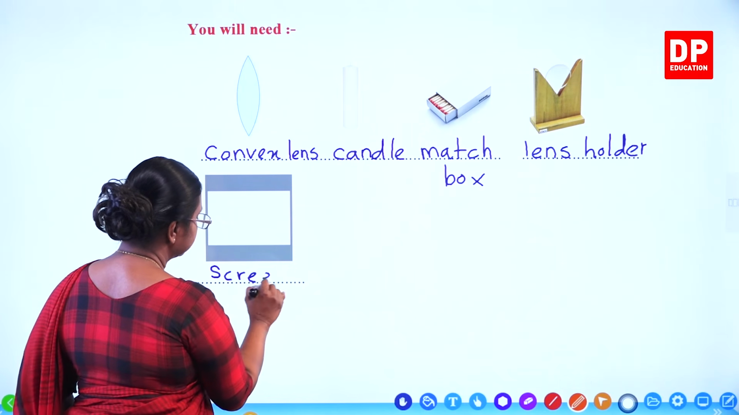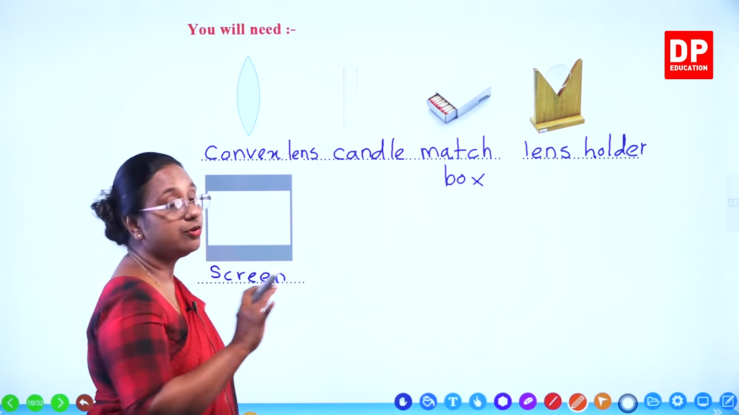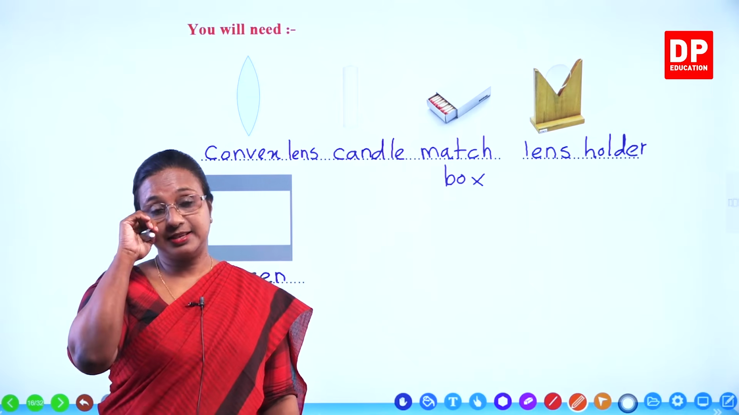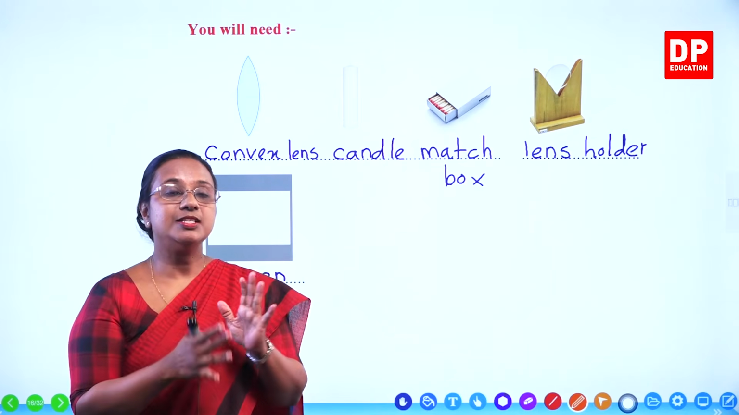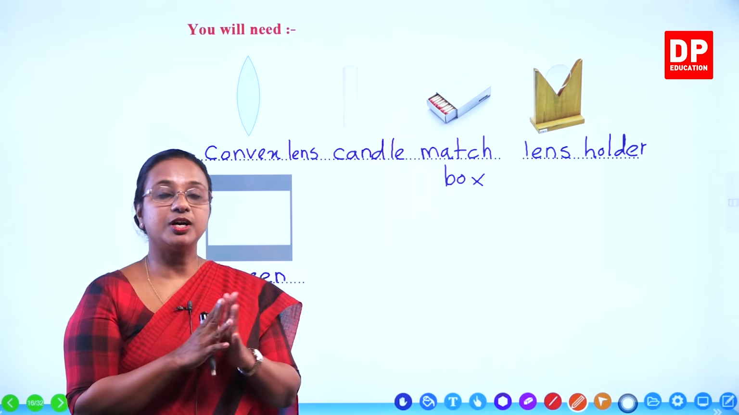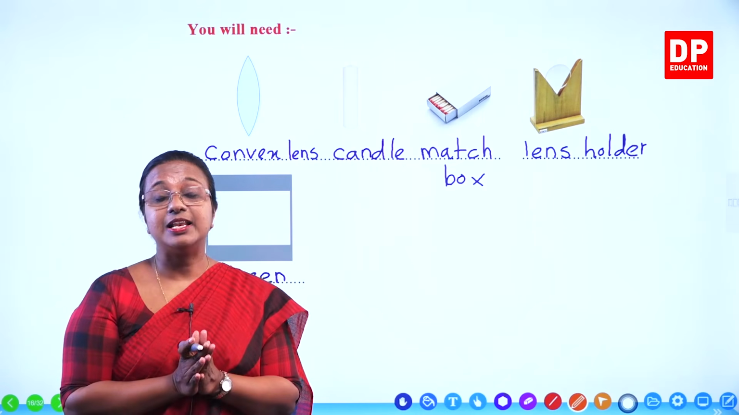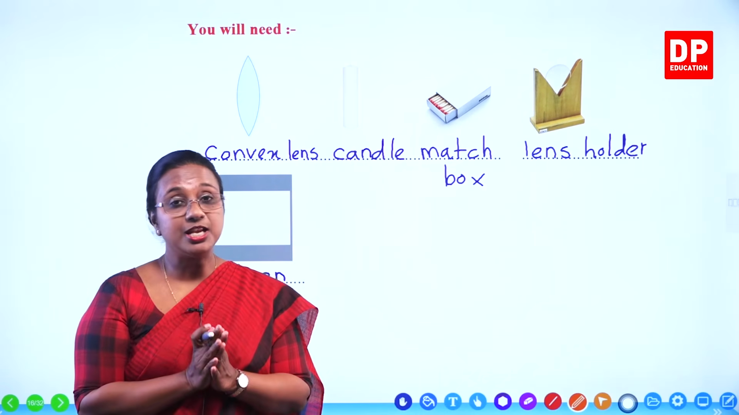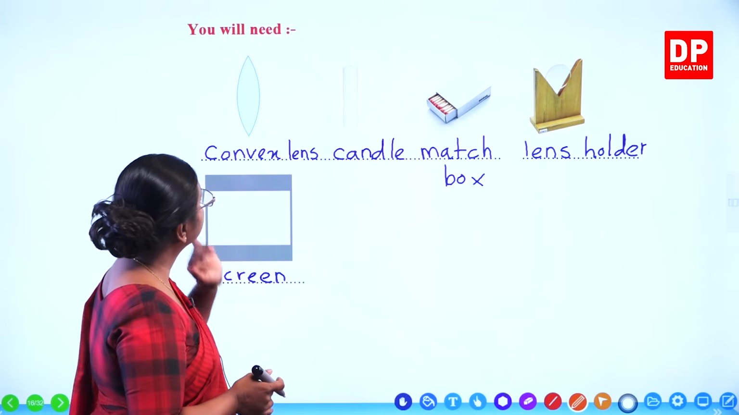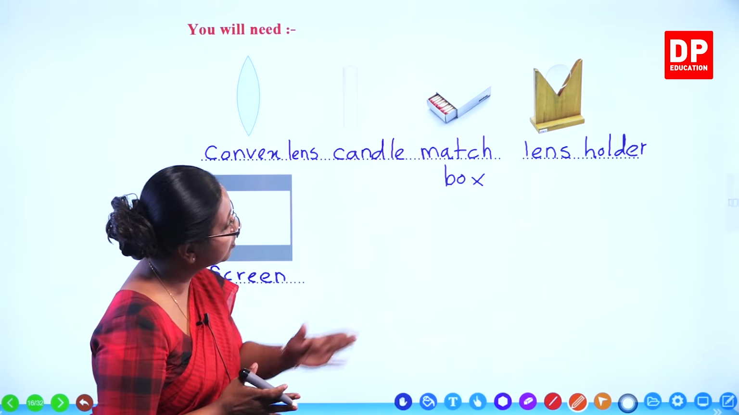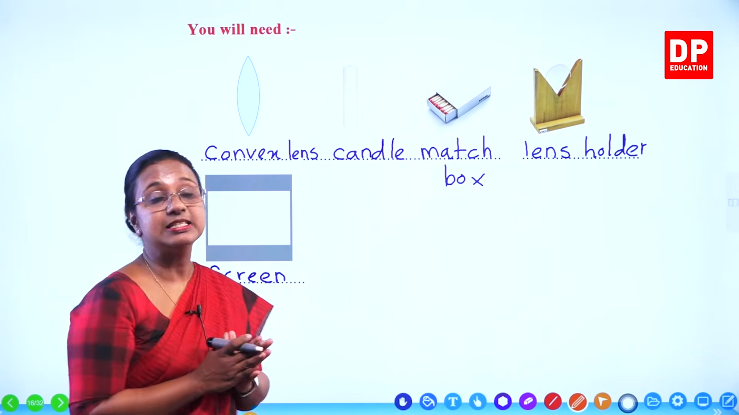We need a screen. You can also make this screen. Say you can take a white sheet of paper, paste it onto a cardboard and use it as a screen, or there are screens available in the laboratory. We can use one of those. So a convex lens, a candle, matchbox, lens holder and the screen.